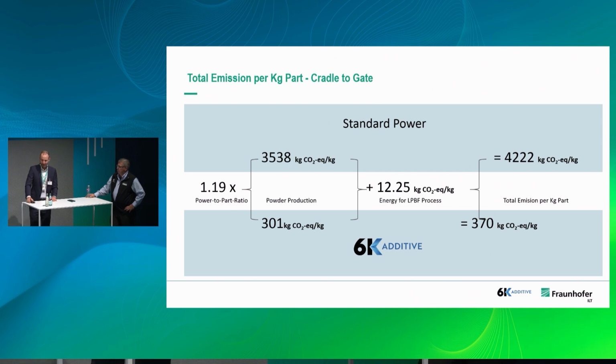And as last slide for today, we compared the overall CO2 equivalent for that process with that part per kilogram part. And as you can see, the biggest impact by far, as we just learned, is producing the powder, getting the powder from the earth all the way into my printer. This just adds about 10 kilograms of CO2.